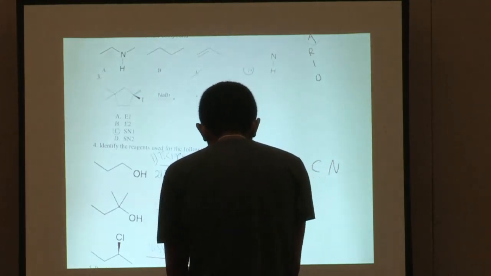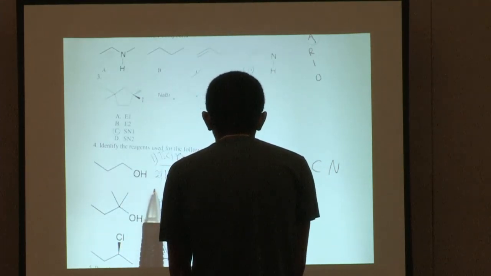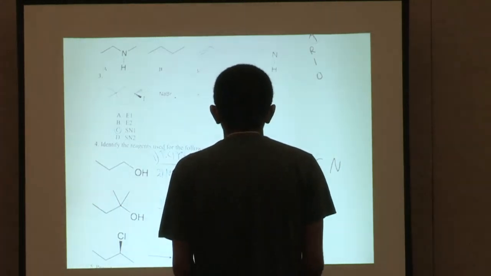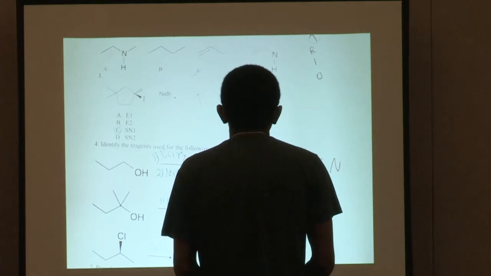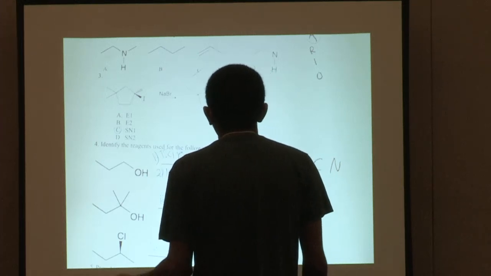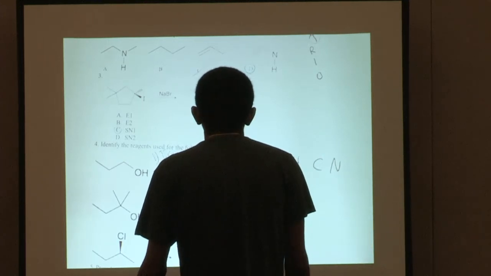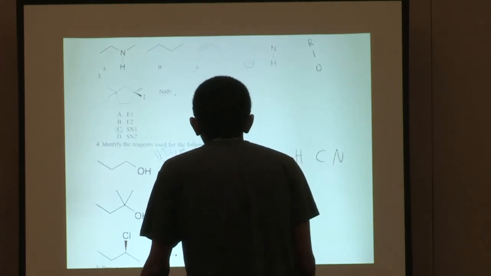So TsCl, pyridine turns OH into a good leaving group. Protonating OH will always turn it into a good leaving group, so you need to do that regardless, but there are many different ways. If you wanted, you could use water and then something, but TsCl, pyridine is safe, so I just always go for that.